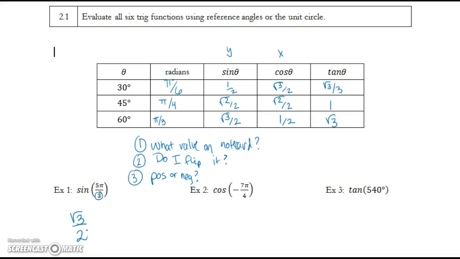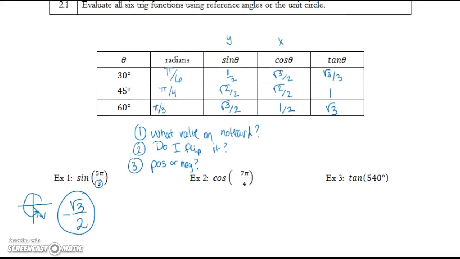And the last decision that we have to make is it positive or negative? And that's based on the quadrant that our angle is located in. So if we do a little sketch of our angle, 5 pi over 3 is in quadrant 4. And in quadrant 4, sine is negative, and so our answer is negative root 3 over 2. All right, let's do number 2 here.